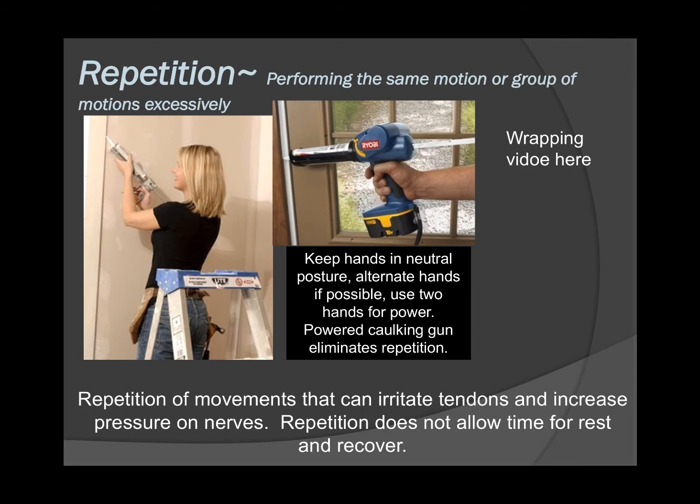Also, when you have repetition, your tendon is sliding back and forth inside of the tendon sheath, and that can cause friction, which builds up heat and causes inflammation inside the tendon, which can lead to more wear and tear. So here's an example of repetitively squeezing a caulking gun, or using an automated caulking gun, so you don't have that highly repetitive motion.